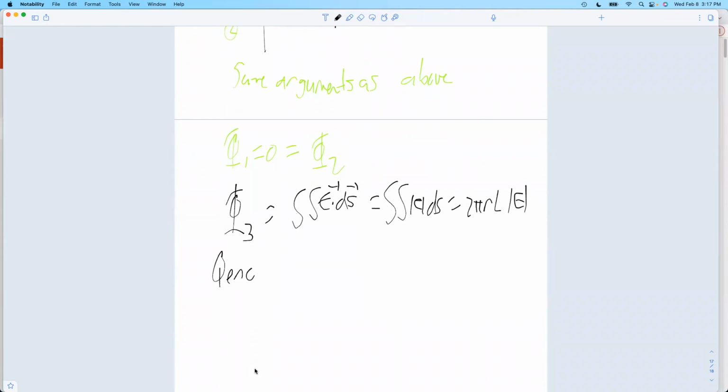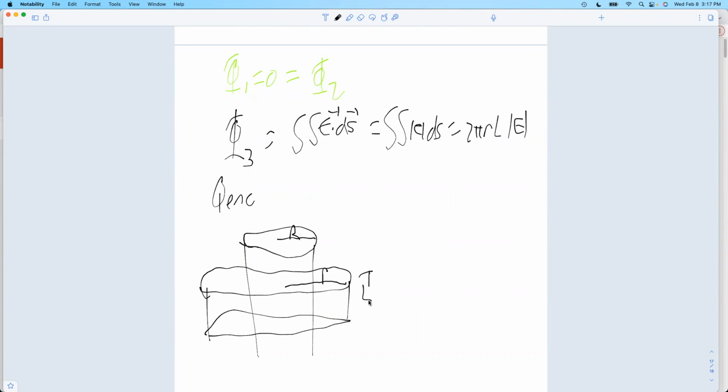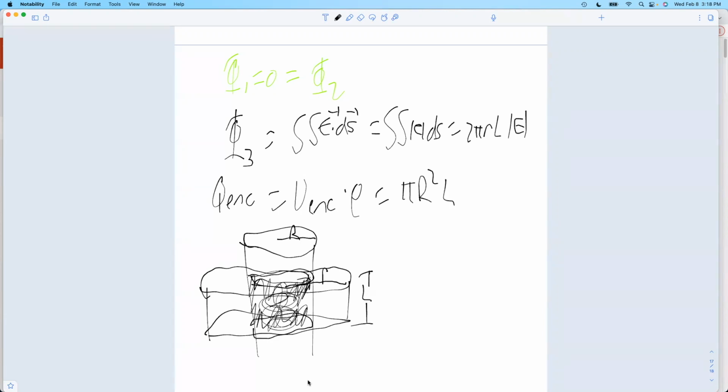Q enclosed is now different. So here's my cylinder of actual charge. My Gaussian surface went outside there. The charge only lives right here. All the charge lives inside this region. The charge doesn't come all the way out here. So the charge enclosed is only this cylinder that I've blacked in here. This is the charge. So the volume enclosed will be pi capital R squared L. That's the volume of this darkened in cylinder, times rho.